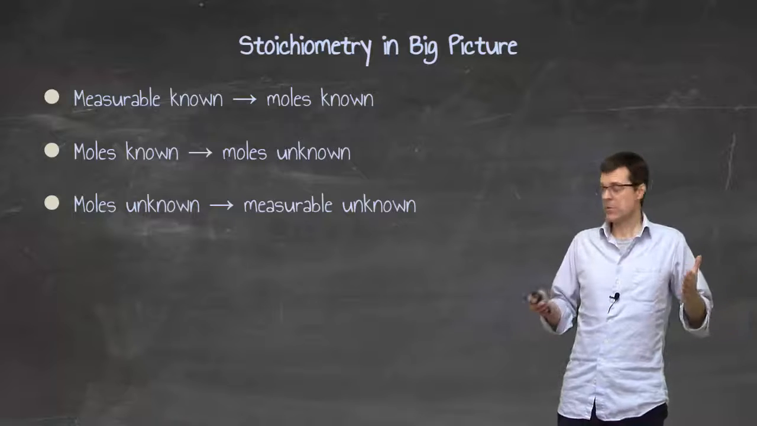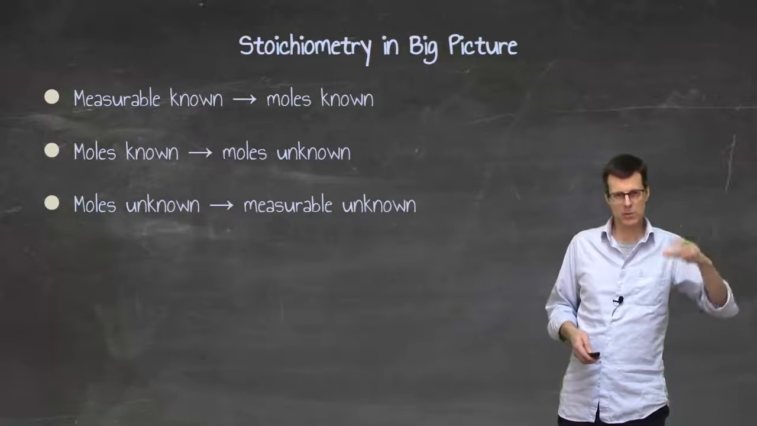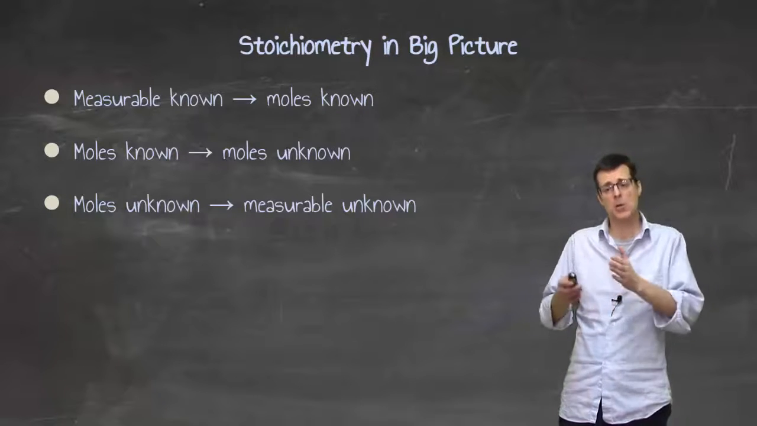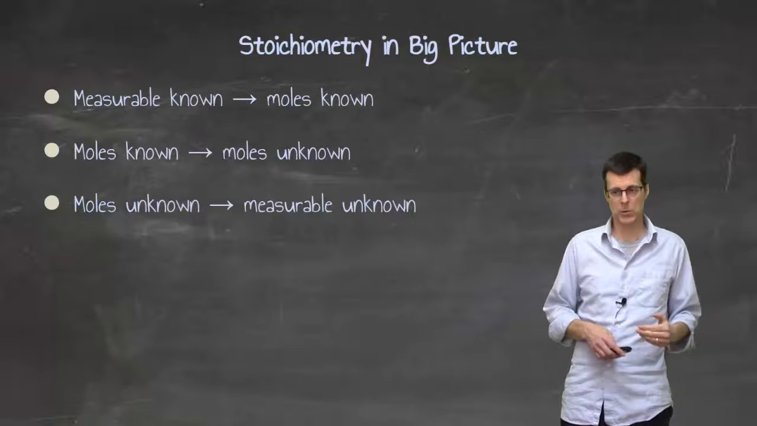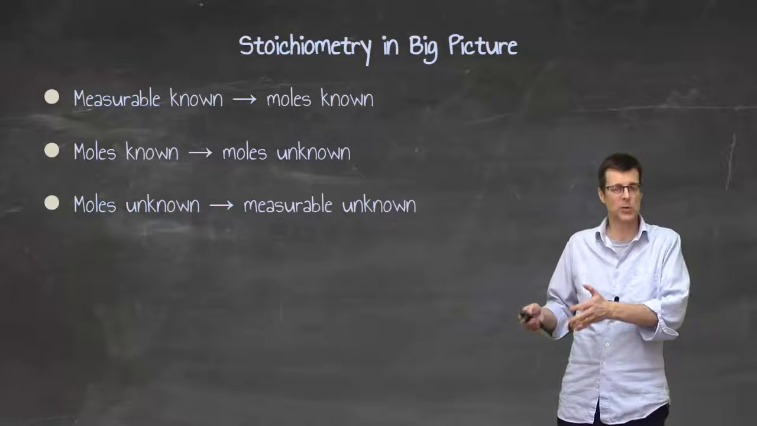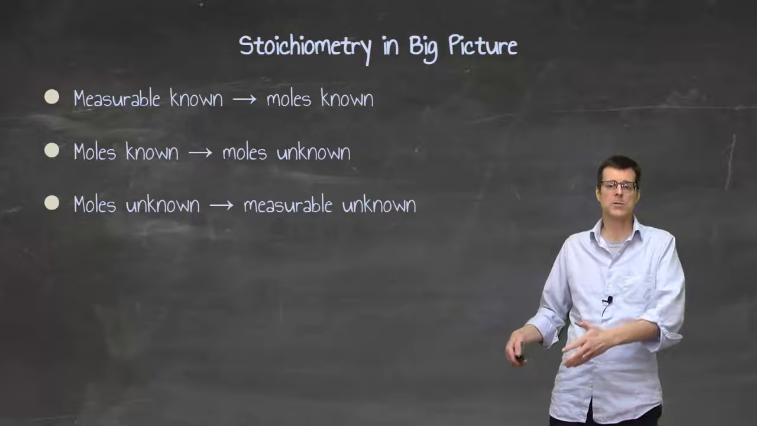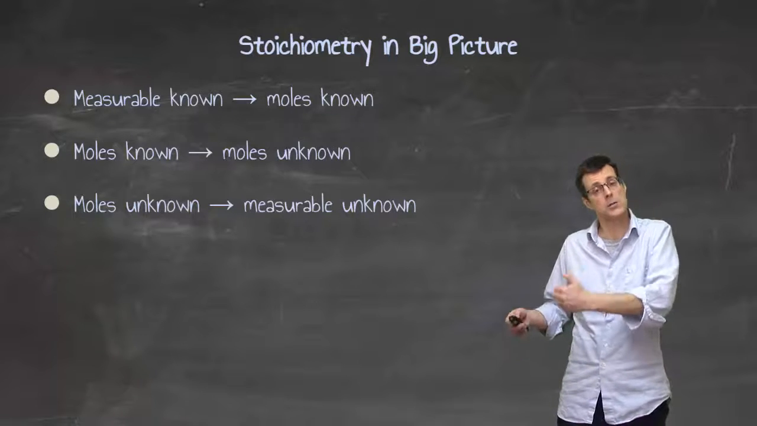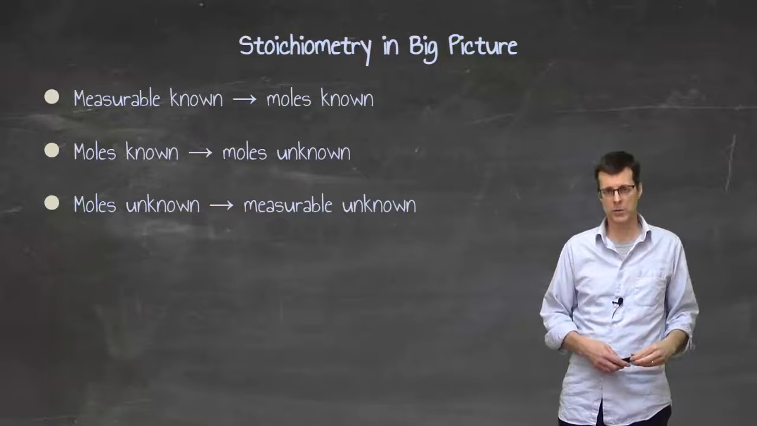In the big picture, the 3 steps are always going to be the measurable of the known. So for our case, that's the mass, how much it weighs. The mass of the known, you're given it in the question, to turn that into numbers of moles. Then you're going to turn the numbers of moles that you know from the previous one into the moles of the thing that you're looking for. And then finally, you're going to turn the moles that you just found, of the thing that you're looking for, into some kind of measurable thing. For us, it's always going to be mass.